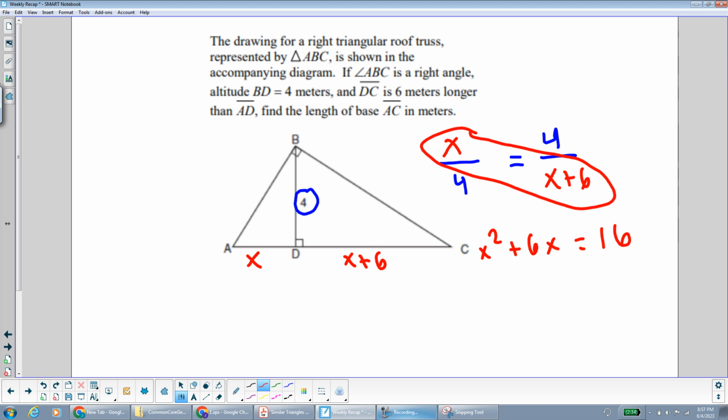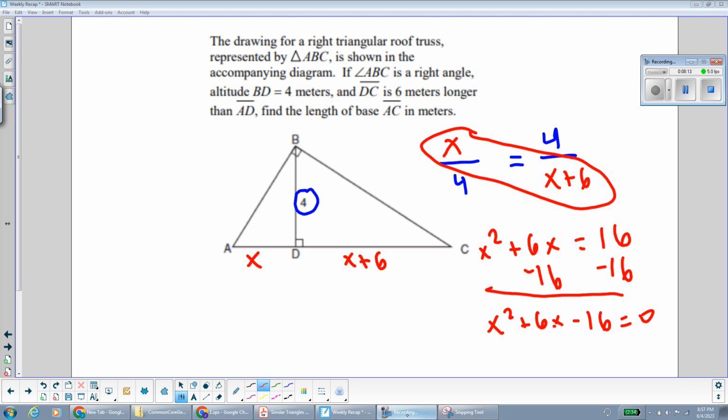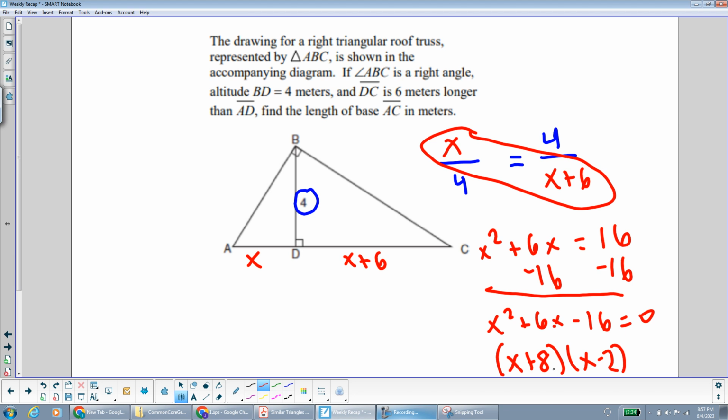And this question worked out to be a quadratic, so I do have to factor here. So in order to factor, I'm going to make my equation equal to 0 by subtracting 16 from both sides. And I'm looking for two factors of negative 16 that add up to positive 6. And I'm thinking 8 and 2. And 8 would need to be the positive one. 2 would need to be the negative one. 8 times negative 2 is negative 16. And 8 plus negative 2 is still positive 6.